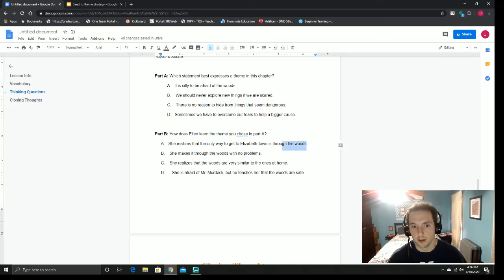And so the best choice of how she learns this is that she has to go through the woods to get to Elizabethtown. That's how she's going to help a bigger cause. So choice A would be the best choice for that. If you chose the 2 correct ones, excellent. If you did not, when it comes time for our live Zoom meetings, this might be something that you seek help on, and that's something that we could talk about.